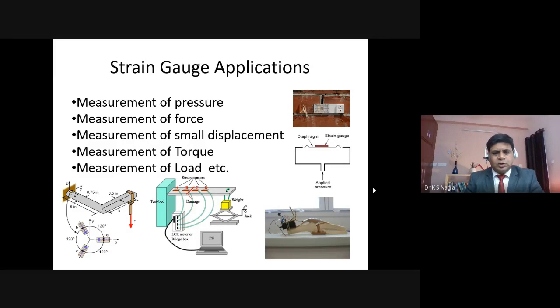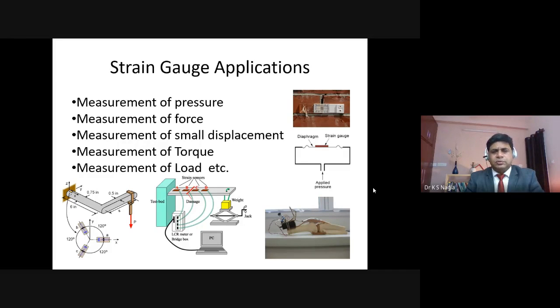Similarly, the load can be measured on the cantilever from the bottom side as well as from the upper side. You need to paste the strain gauge on the cantilever where the maximum deformation is supposed to be there. As the cantilever is deforming, it is changing the length, and ultimately the resistance is changing.